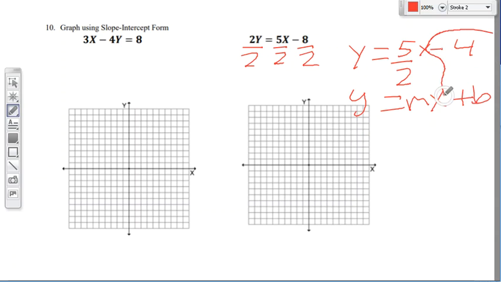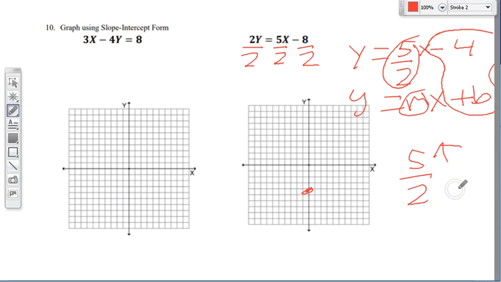So we know it crosses the y-axis at -4. 1, 2, 3, 4. And the slope is 5/2. That means we're going to move up 5 to the right 2. So up 5. 1, 2, 3, 4, 5 to the right 2.